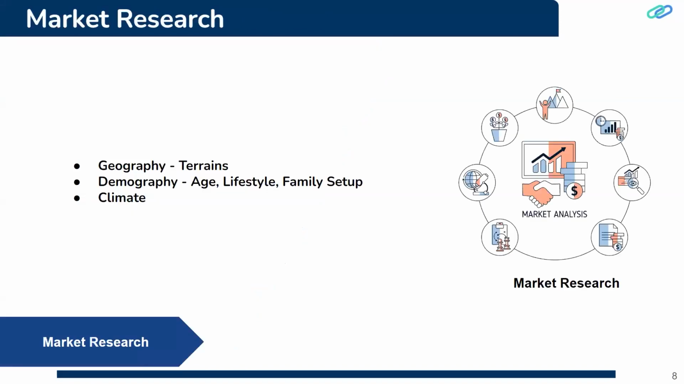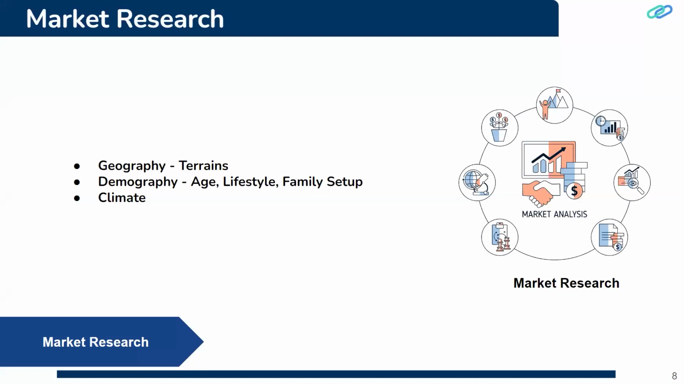Coming back to the first question, why do I need a product? When I'm going to design or manufacture a product, the first thing I'll do is market research. I'll understand the geography, the demography. Who are going to use my product? What is the lifestyle? What is the family setup? How's the climate? I look into all these parameters, all the market analysis: where is the need? It's all about demand and supply. Where is my demand? How am I going to supply it? How am I going to look at the need?